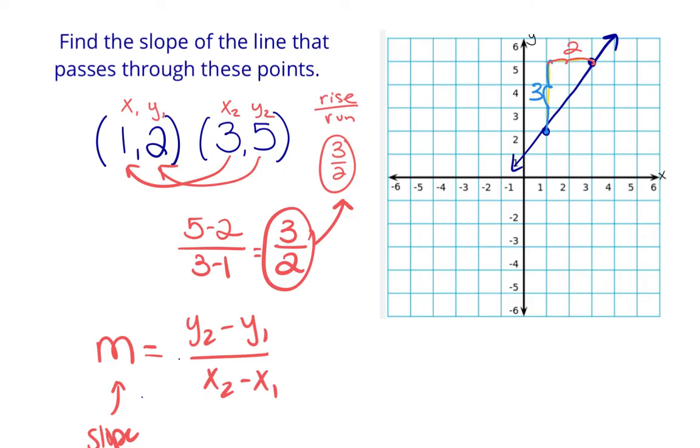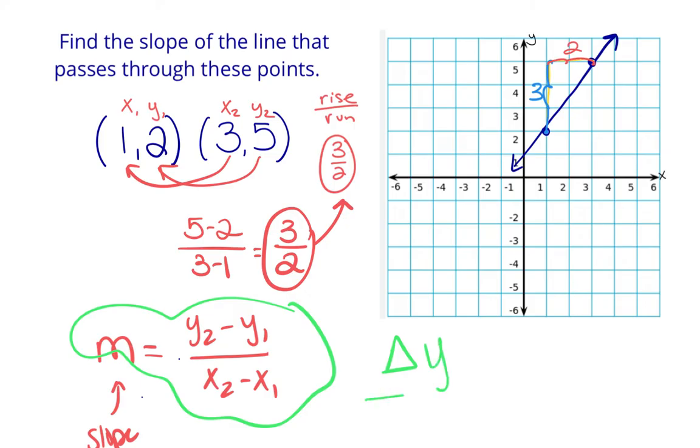And so a shortcut, or a way that you'll see this written sometimes, instead of writing this whole slope formula out, sometimes you'll see change in y divided by change in x. So we're really just finding the difference between our 2 y coordinates and then the difference between our 2 x coordinates. Here's another example.